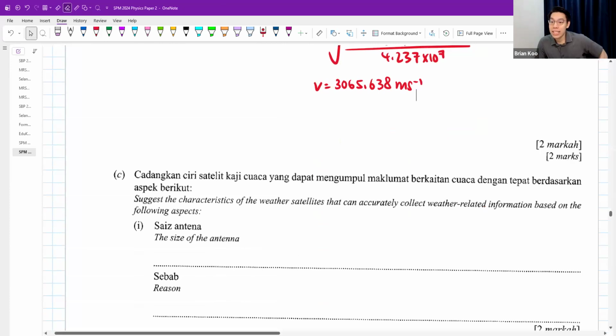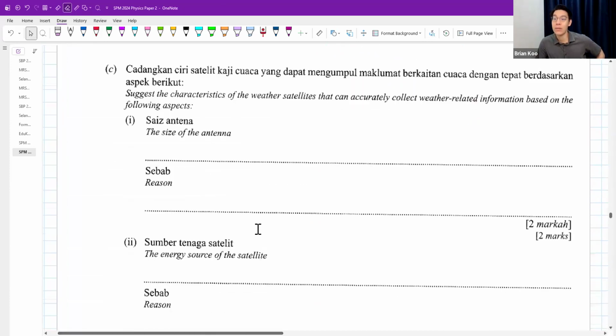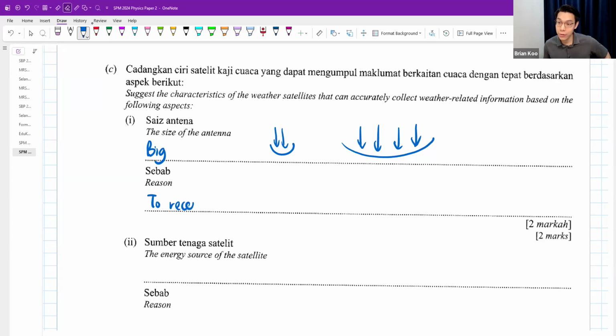Part C suggests the characteristics of a weather satellite to accurately collect weather-related information based on the following aspects. Size of antenna must be big. A small antenna versus a big antenna, what is the difference? I can receive more signal, right? To receive, to collect also can, if you like, more signals, more waves.